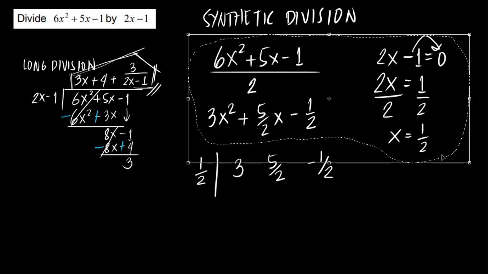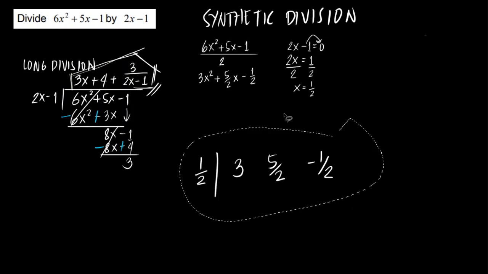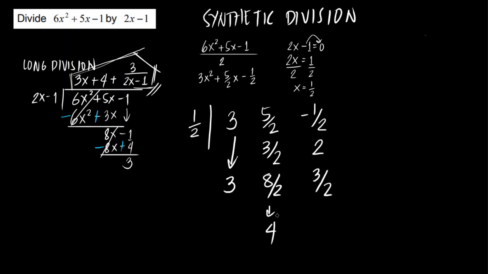Let me move this for space. There we go. And then let's move this upward. Okay. So, 3, copy lang. 3 times 1/2, that's 3/2. 3/2 plus 5/2, that's 8/2. Or actually, that's 4. And then 4 times 1/2, that is 2. Now, 2 minus 1/2 is 3/2. So, now you got the answer 3, 4, and 3/2.